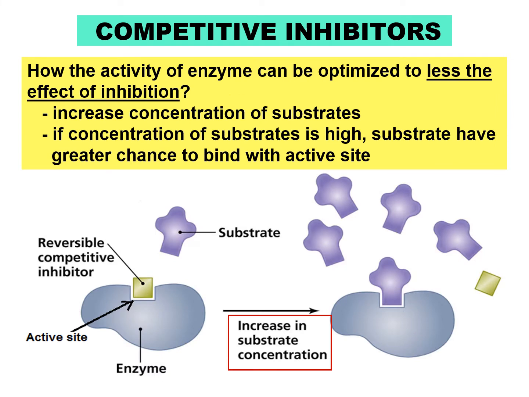So, how can we reduce the activity of inhibitors? How can the activity of the enzyme be optimized to lessen the effect of inhibition, meaning that we want to reduce the effect of the competitive inhibitors? Since they compete for the same active site, we need to increase the chance of the substrate being able to collide and bind to the active site of the enzyme. So in order to increase the chance, we need to increase the concentration of substrate. When the concentration of substrate is high, the substrate will have a greater chance to bind with the active site.